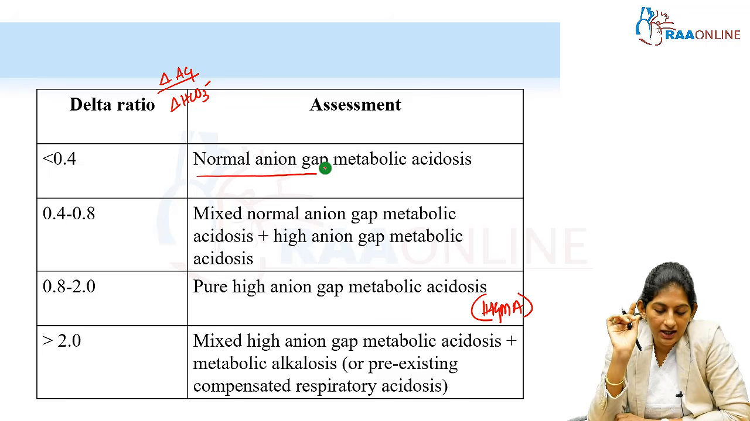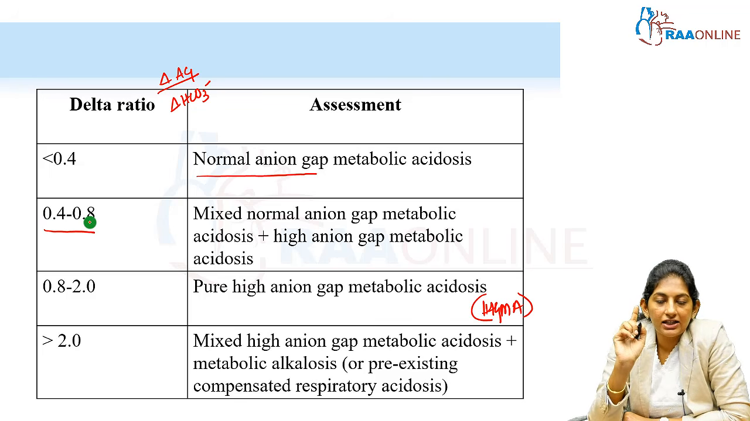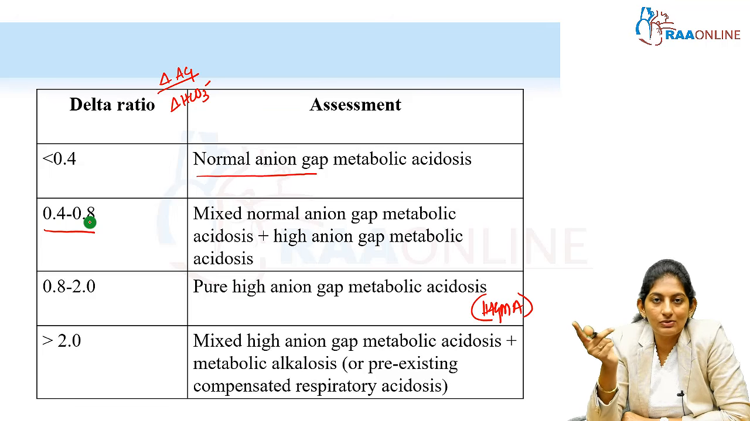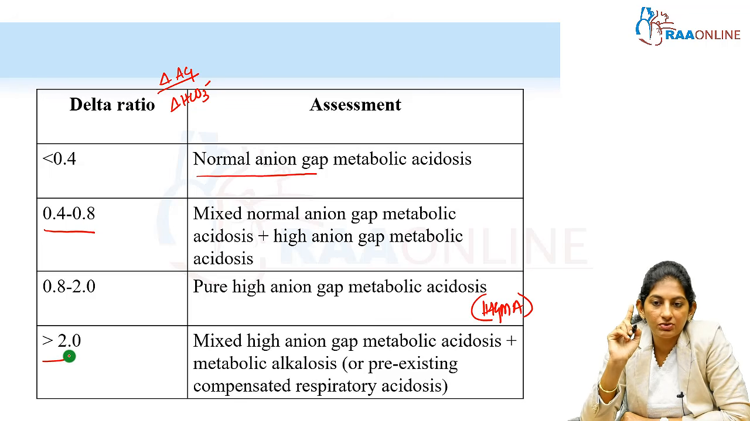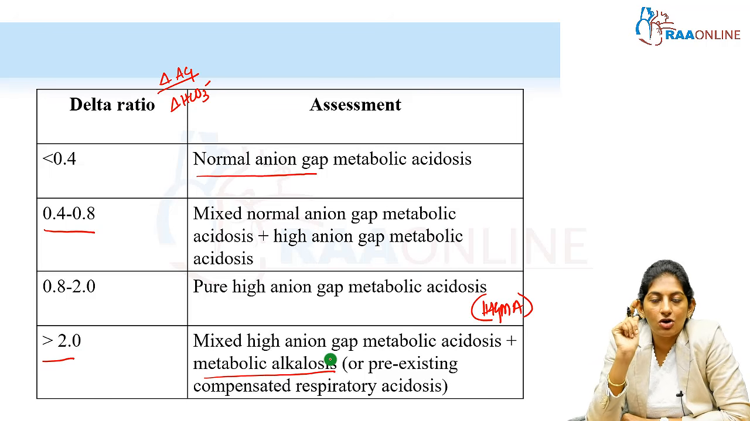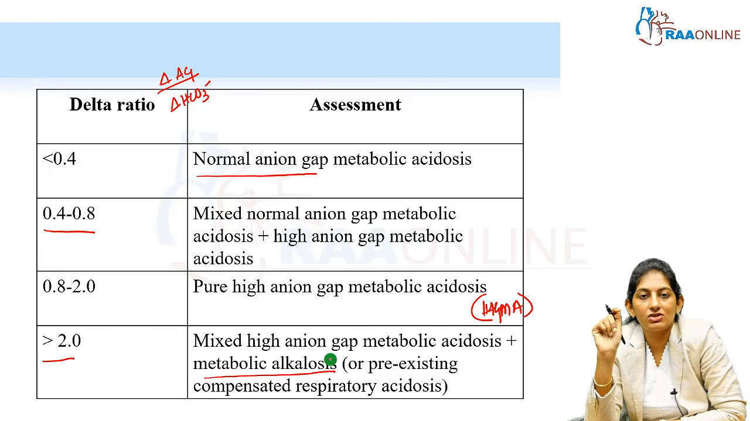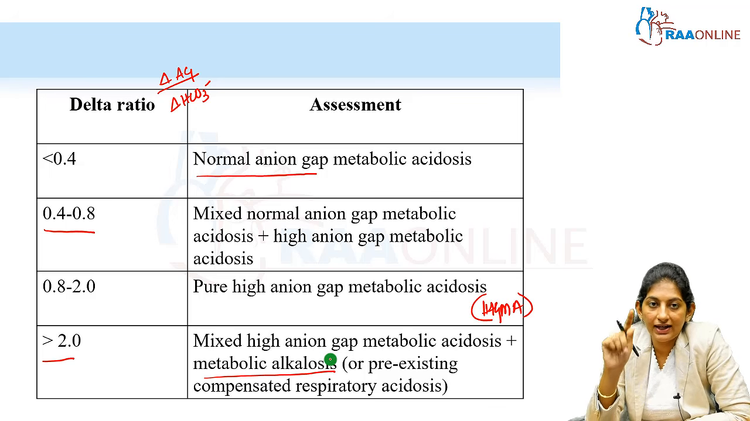The problem comes here. If the delta ratio is between 0.4 and 0.8, it means it is a mixed metabolic acidosis. Both normal anion gap and high anion gap metabolic acidosis coexist. If the delta ratio is more than 2, we have a hidden metabolic alkalosis. So it is not just high anion gap metabolic acidosis, but there is a coexisting metabolic alkalosis. Again, this slide is important. The compensation slide is very important.